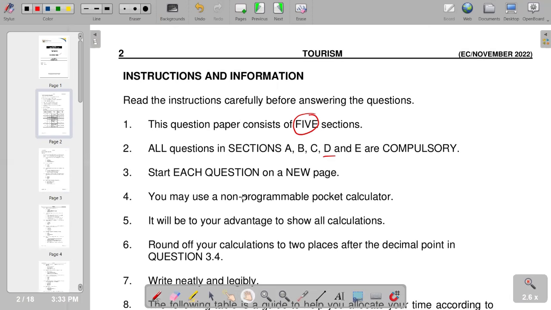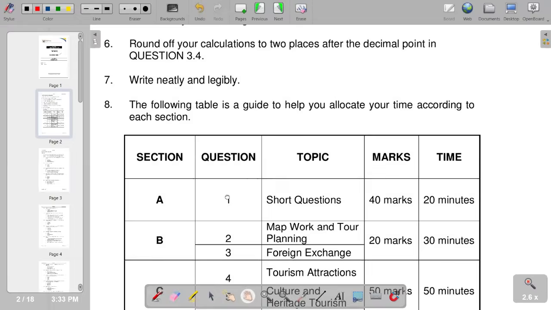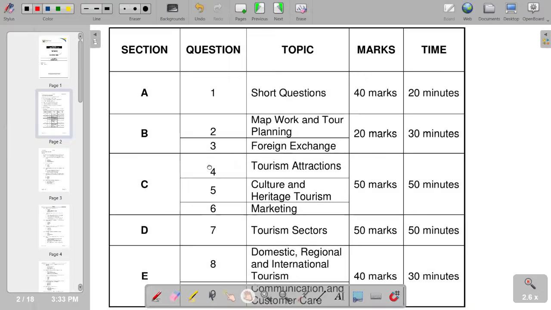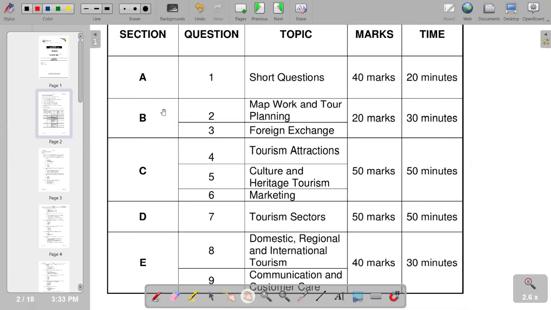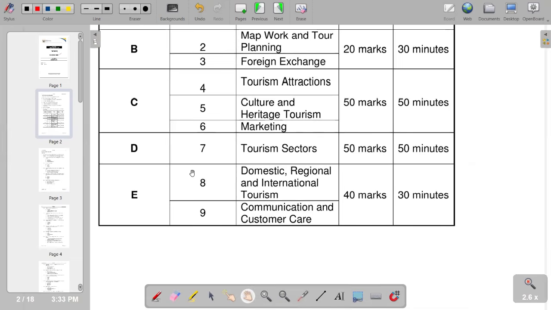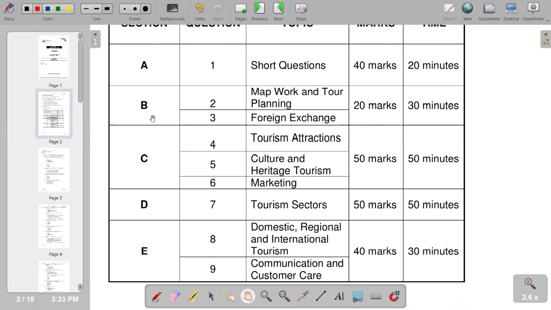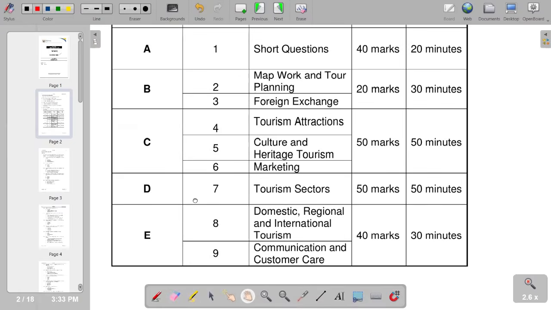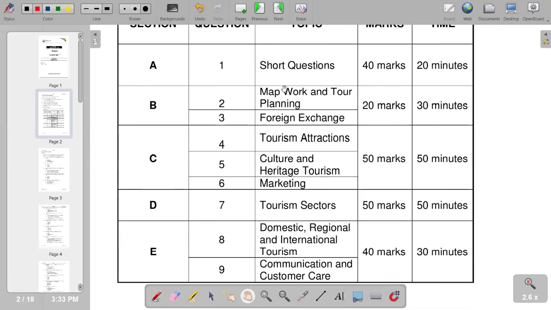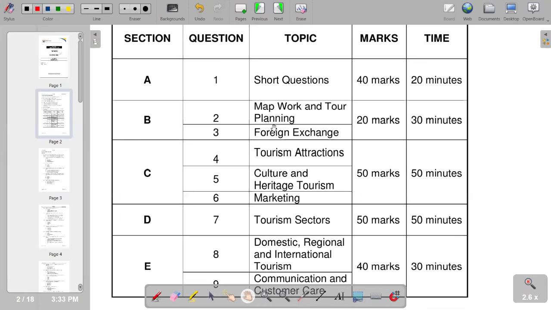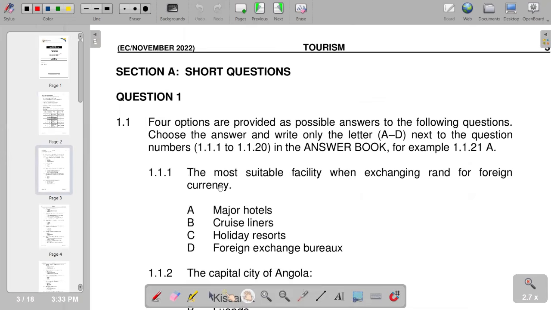So basically, this is what we have. Then the breakdown in terms of our sections. This is the breakdown that we have from section A to section E, giving us a total of 5 sections. And then, of course, the topics of each and every section are again illustrated in the section of topic. So we go to the first part, which is now the multiple choice.